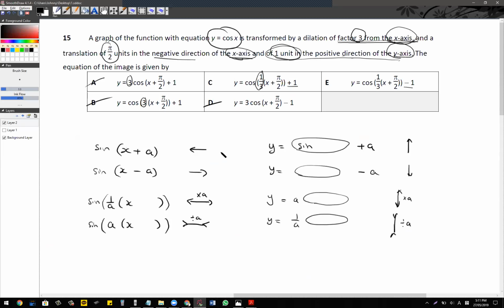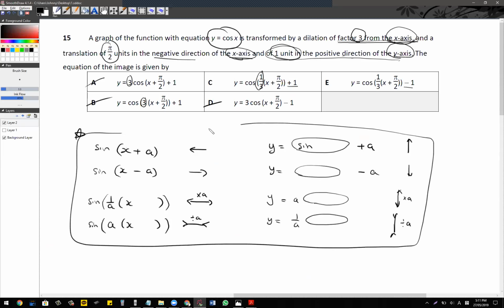So if it's plus, we go left. If it's plus, then it's up. Negative, then it's to the right. Negative, then it's down. If it's divided by a, then it's stretch. If it's multiplied by a, then it's compress. So this is the summary of all the graph transformations for sine and cos. It works the same way for tan as well.